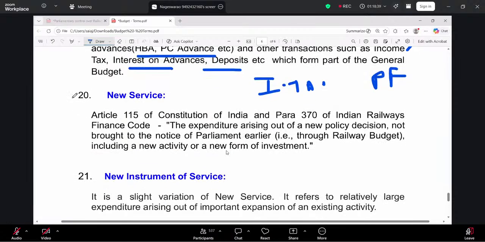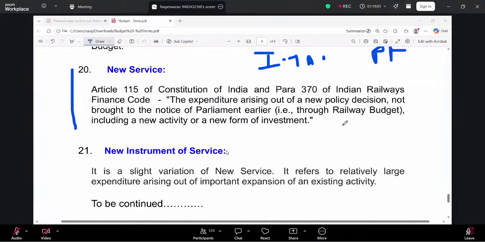Then coming to new service, this is very important. Please message me what is the new service limit now. Please, quick. Yes, Neeraj Pandey, good answer. Yes, Vijay Kumar, very quick. Yes, Sonu Kumar. Yes, Mohit. Yes, please stop. 100 crores. What is new service? Simple definition, please check.